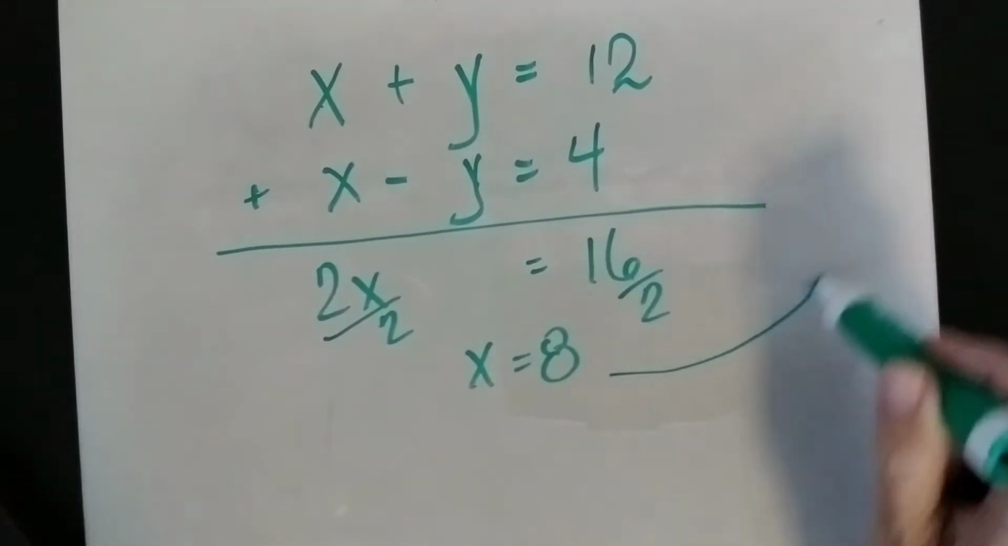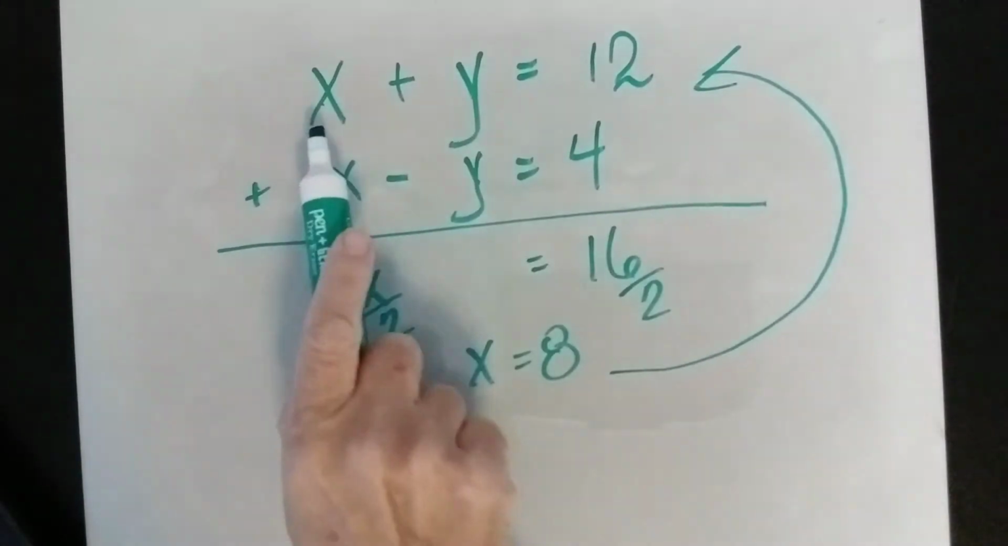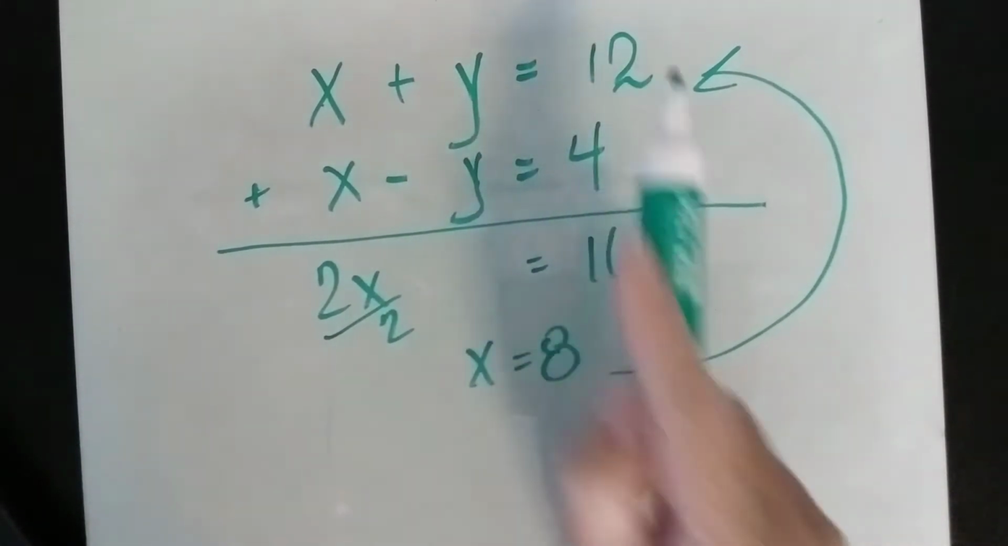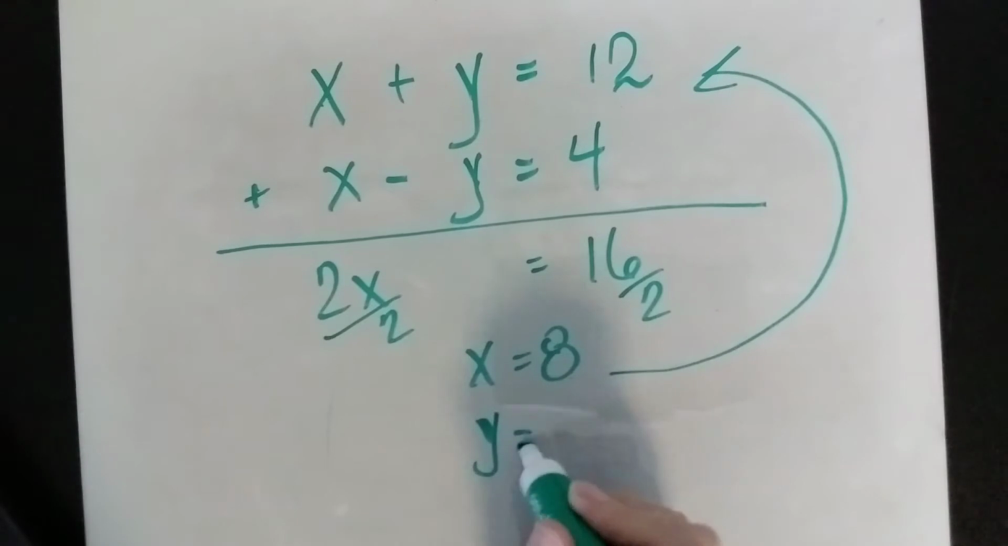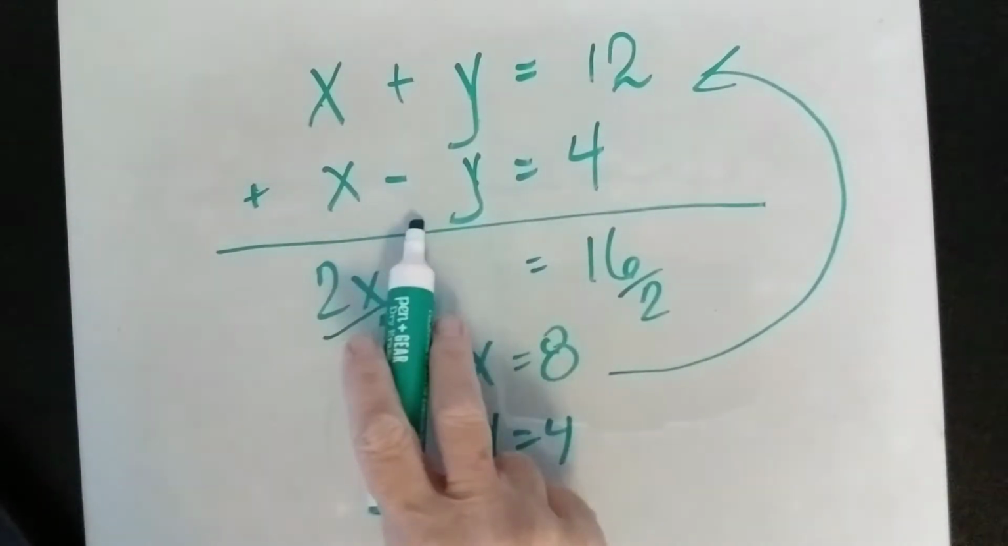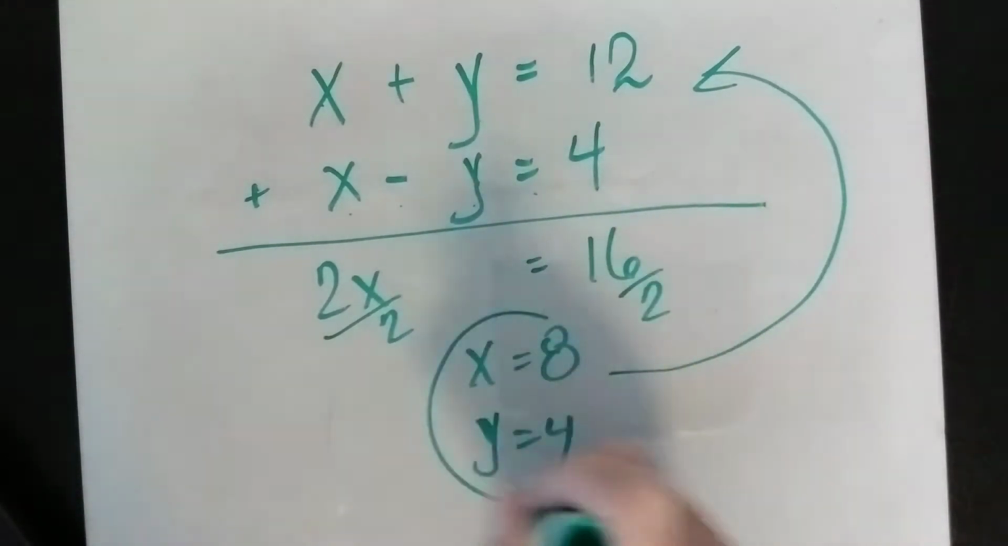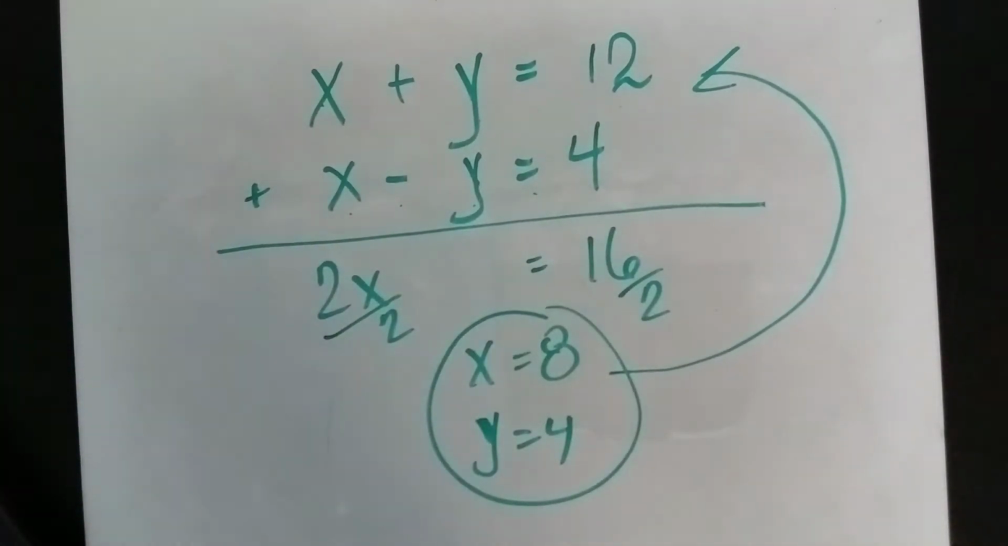And then remember what our clues were. Since x is 8, we know that 8 plus something equals 12. So now we know that y is 4. And we can check it in our second equation: 8 minus what equals 4? And yes, y is 4. So that is it for problem number 1.